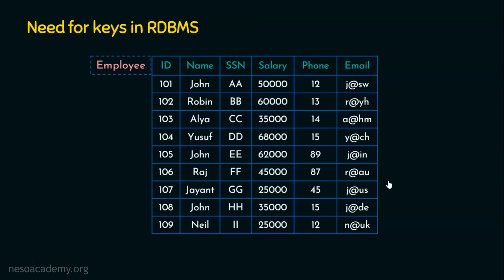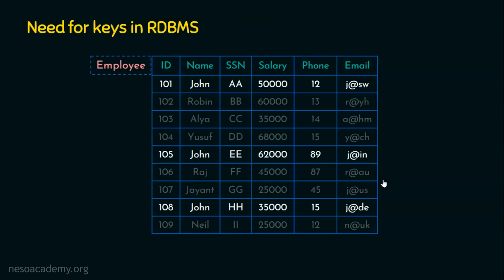Now why do we need keys in RDBMS? Let's assume I'm going to increment the salary of John by 10%. In that case, I am informing the database with a query to increase the salary of John by 10%. And obviously the database will increment the salary of John by 10%. But the problem is there are 3 Johns that are updated in the database: 101 John, 105 John and 108 John.